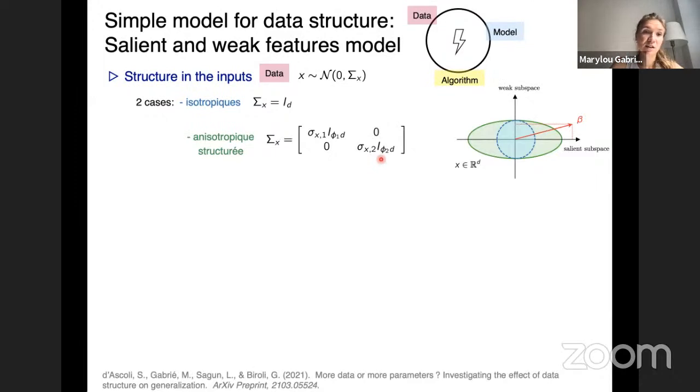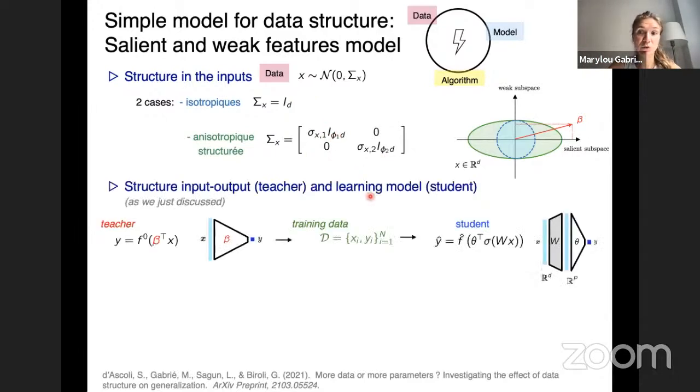And this salient, for the ones that have a large variance, and weak feature model can then be plugged into a teacher-student scenario similar to the one we just discussed, where we have a teacher that is actually a perceptron. Here the weight vector is called beta, from which we are going to draw the training data given the input distribution I was just mentioning. Sometimes it's isotropic, sometimes anisotropic, and we are going to compare those results. And we have the student, which is this random feature model with the output weights theta that are the ones that we are going to learn.